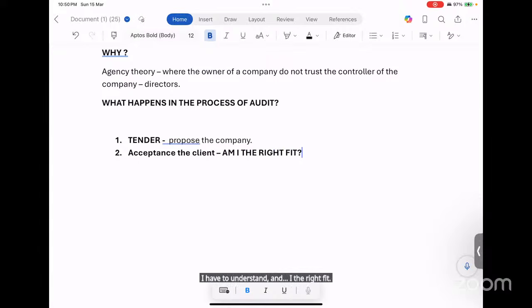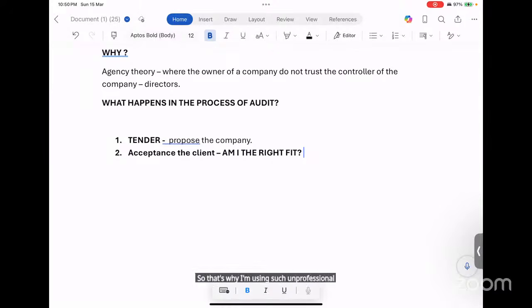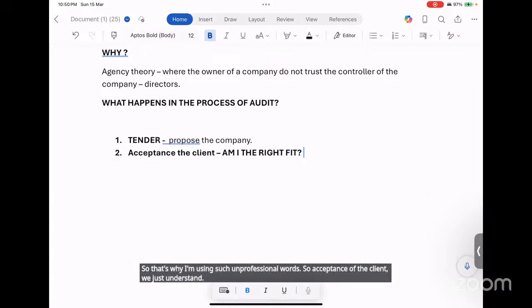I'm being very informal here, okay? These are not the words that we use in AAA paper, but just because I'm teaching in a friendly way right now, we're not doing the whole technical analysis of AAA, but just understanding it as an introduction. So that's why I'm using such unprofessional words. So acceptance of the client, we just understand, am I the right fit for the client or not?